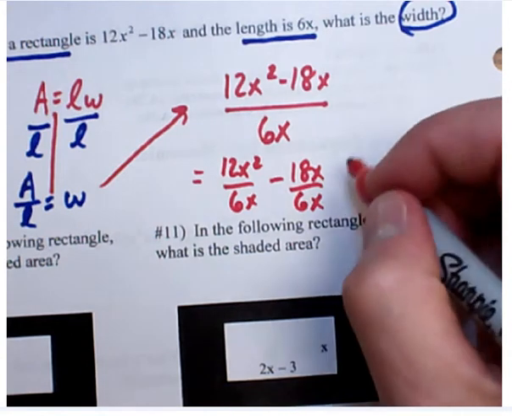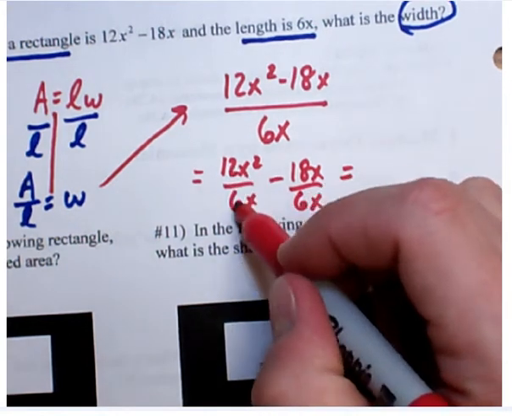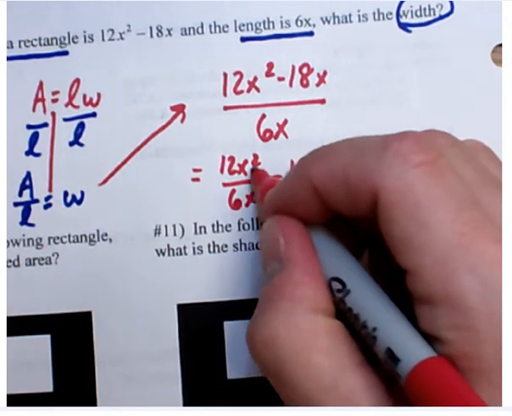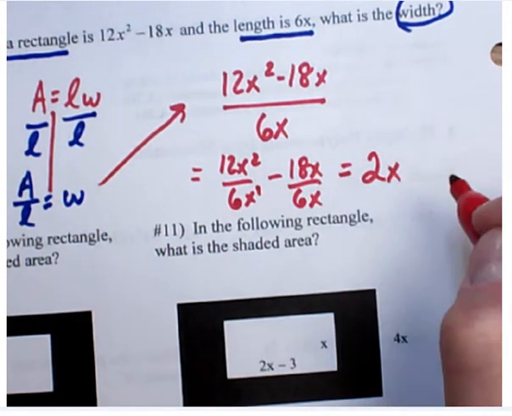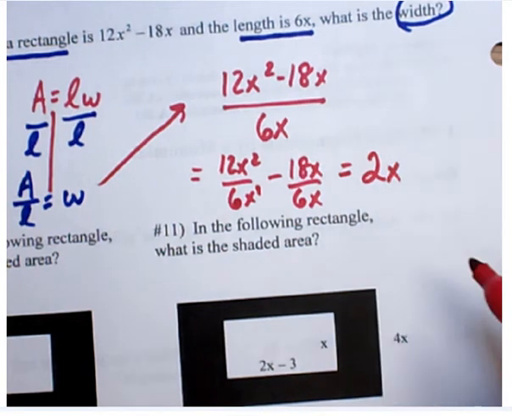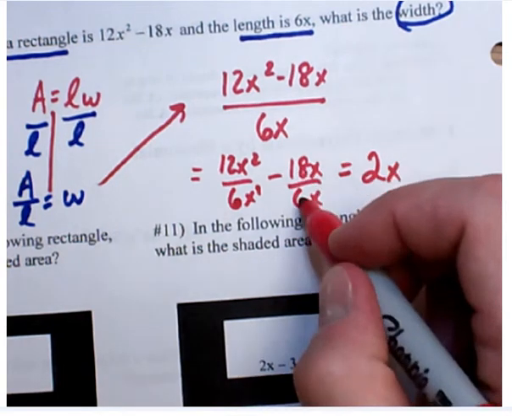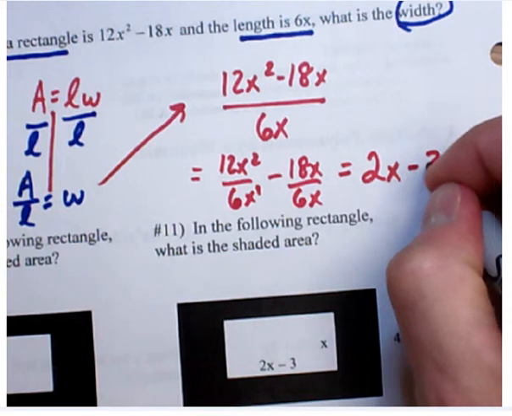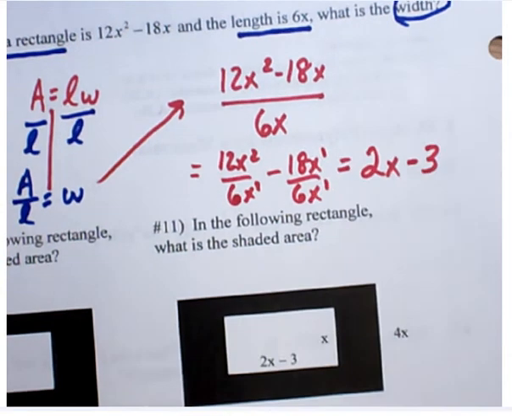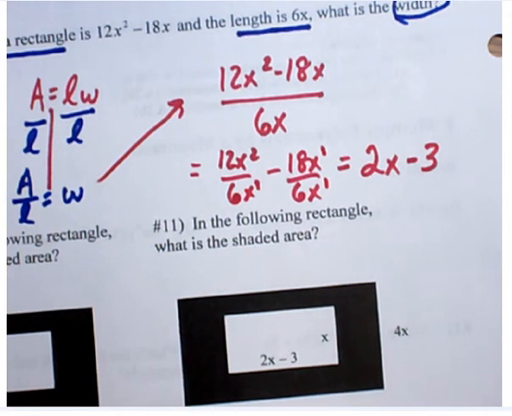So to divide this, well, 12 divided by 6 is 2. X squared divided by x to the first, subtract the exponents, you just get x to the 1, or just 2x. Negative 18 divided by 6 is minus 3. Now, x to the first divided by x to the first, when you subtract exponents, you get x to the 0, which is just 1.